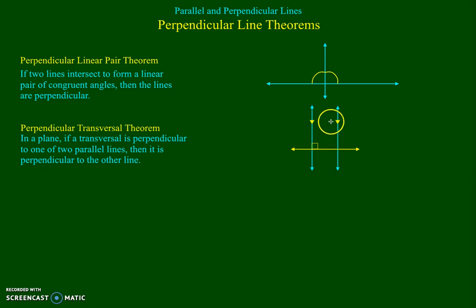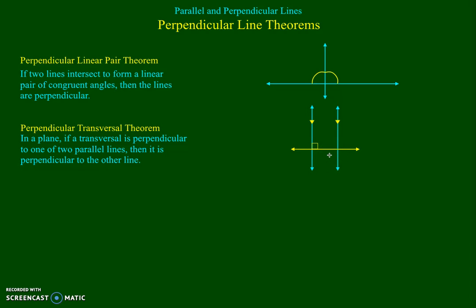We know that if these two lines are parallel, then the consecutive angles must be supplementary, the corresponding angles must be congruent, alternate interior angles must be congruent, and so on. If this is already a 90-degree angle, and these two are supplementary, then clearly this angle has to be a 90-degree angle, which makes this line perpendicular to that. So that's a basic idea for one of the ways to prove this perpendicular transversal theorem.